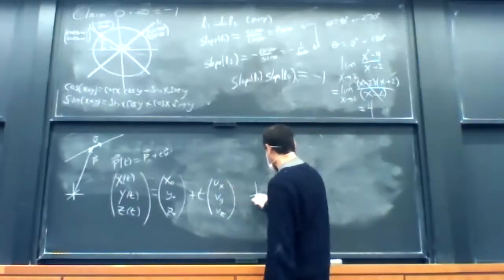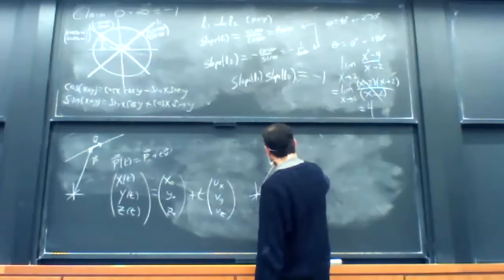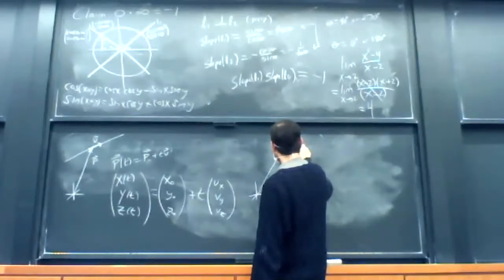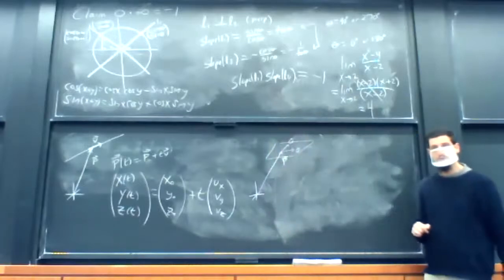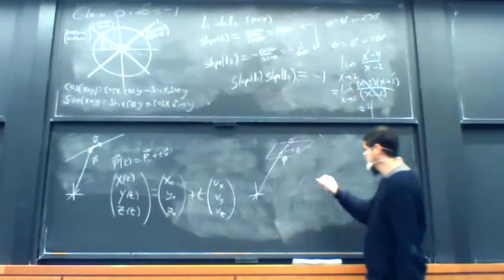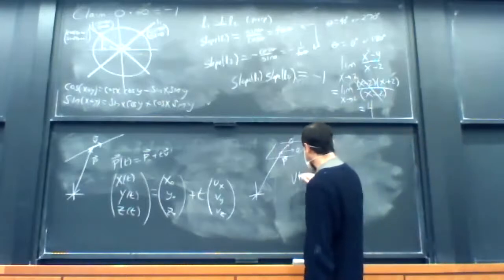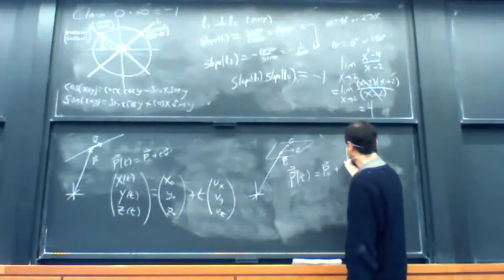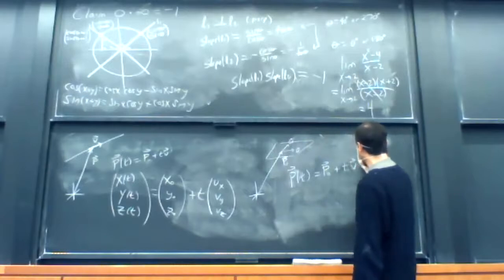So I have my point P, and now I have 2 different directions. Here's my direction V, here's my direction W, and I'll have something like that. So the simplest equation for a plane would be, maybe P of T is, we'll call it P naught, plus T times V plus S times W.